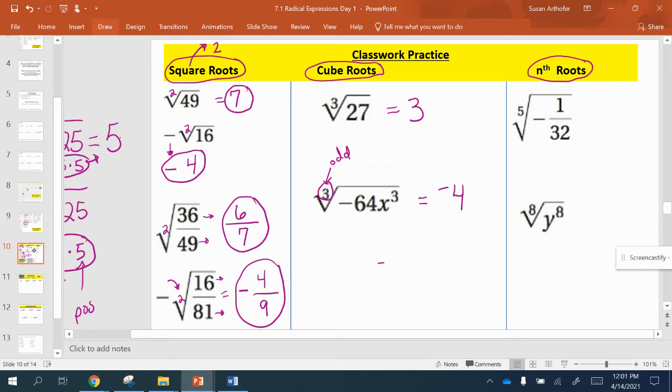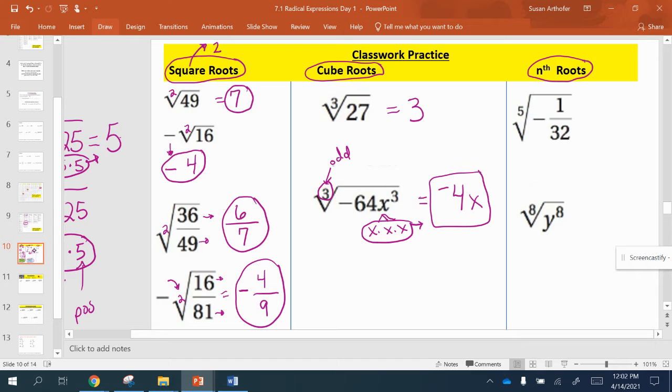And then when you have x, and we're going to study this today, you can break up x cubed into x times x times x. So you have 3 of the same things. So out comes x. All right.